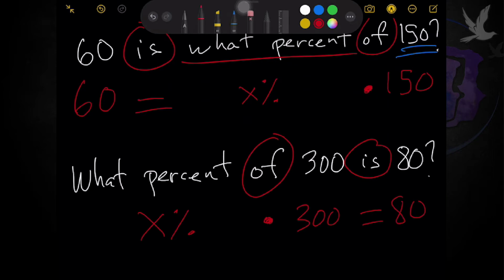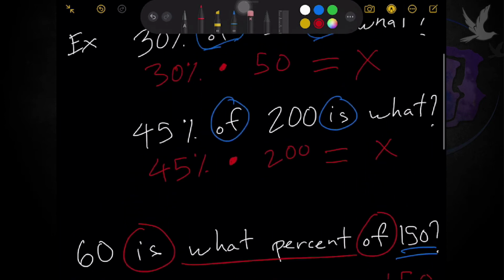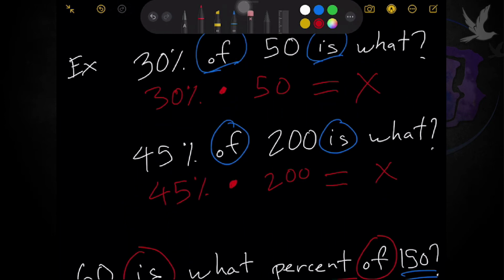Okay, ganyan lang. Now, paano nga ba natin isa-solve ito? Okay, let's write this. Paano natin isa-solve ito? Let's take this example kanina. Yung 30% of 50 is what?